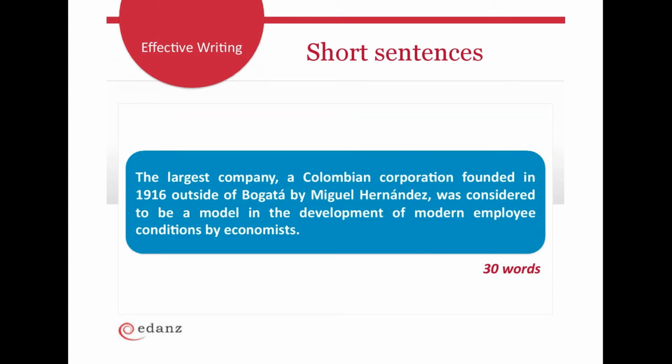So here's an example of a long sentence that is difficult to understand. And the reason why, it is 30 words, and it contains two different ideas. The first is written in white, the second in yellow.